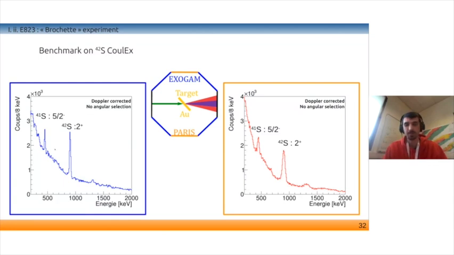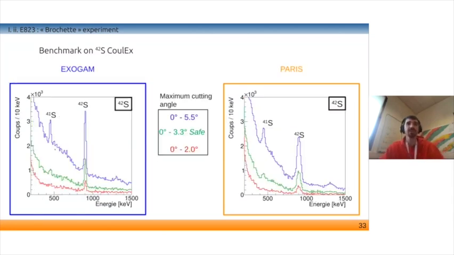non-negligible nuclear component. That's why it was really important to make gates on angle in order to characterize the Coulex part of the reaction and the nuclear part of the reaction. So here you have the cumulative gates on angle from 0 to 2, 3.3 or 5.5 degrees, where we can see the development of the nuclear contribution for each detector, EXOGAM or PARIS.